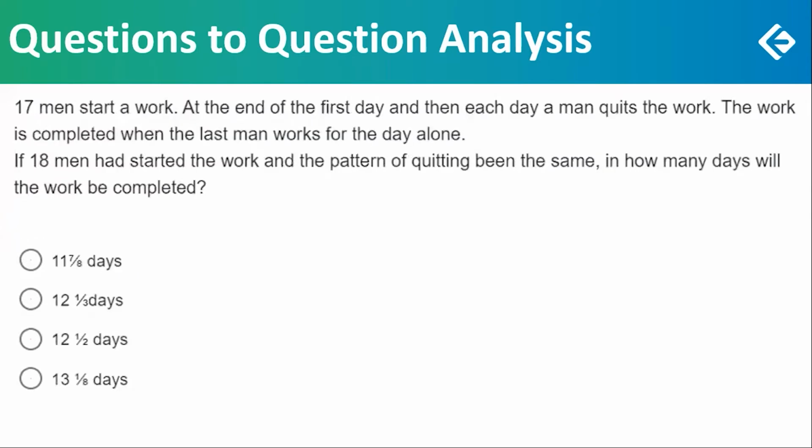A time and work question, not very difficult. Maybe not difficult, just moderate. 17 people can do a work. On the first day all 17 do it, then on the second day 16, then 15, till 1. Now if 18 people start, in how many days will it be done?